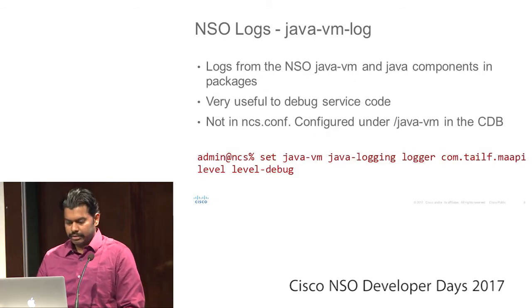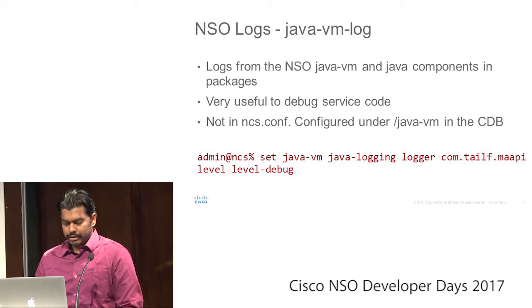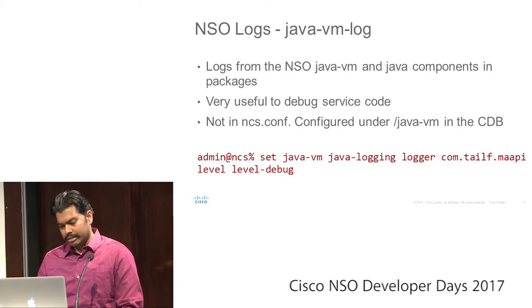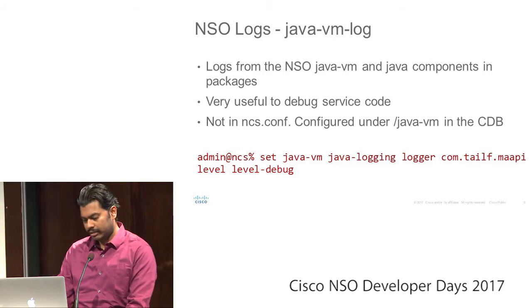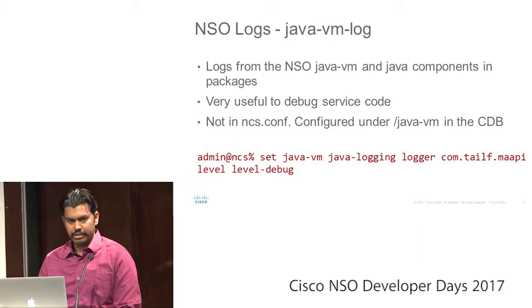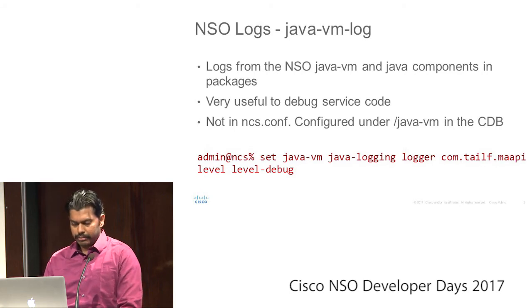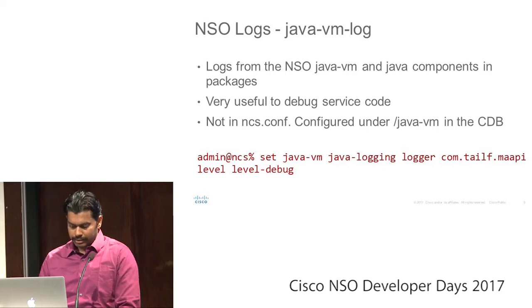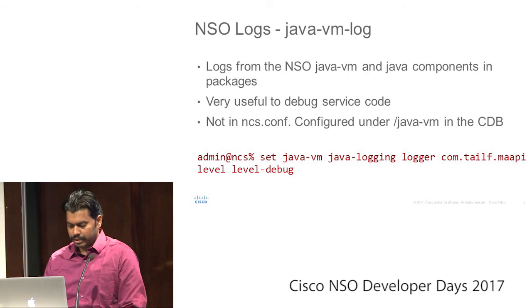And then we have the Java VM logs. If you notice, all the logs prior to this were configured in the ncs.conf, but this is not configured in ncs.conf. It's part of the configuration data in the CDB. So you configure what class you need to log. So you give the class name here. Here I have used the MAPI class of the NCS Java API.